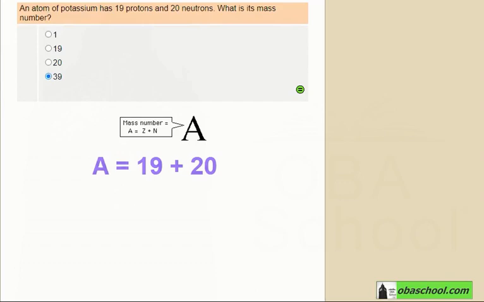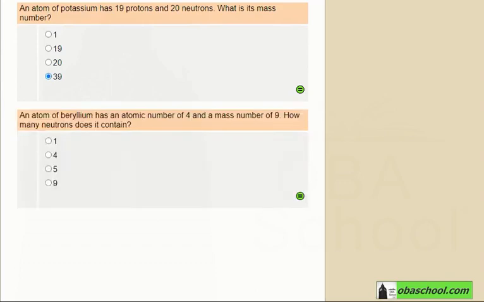Now let us take another example. An atom of beryllium has an atomic number of 4 and a mass number of 9. How many neutrons does it contain? So Z is 4 and A is 9. So what's the relationship between Z, A, and the number of neutrons? So if we want to find the number of neutrons, we have to subtract Z from A to find N.